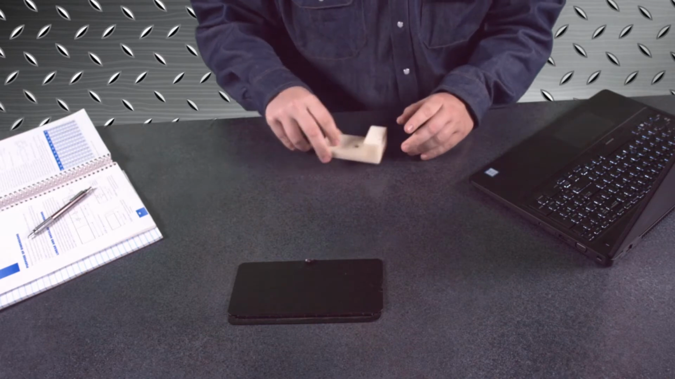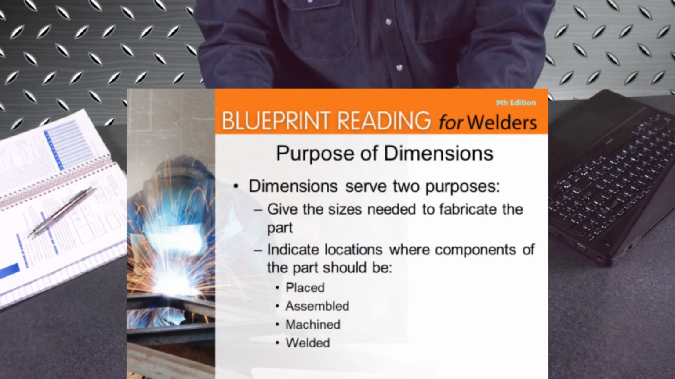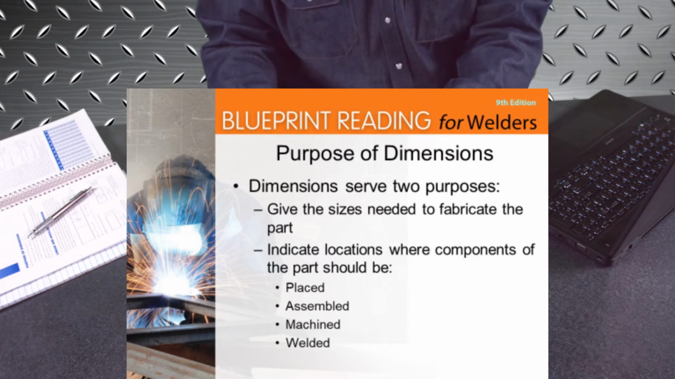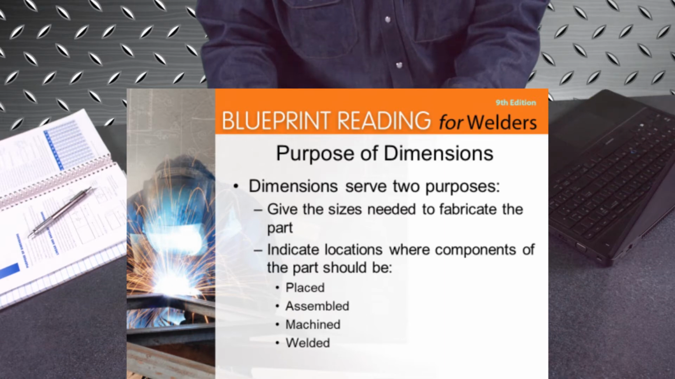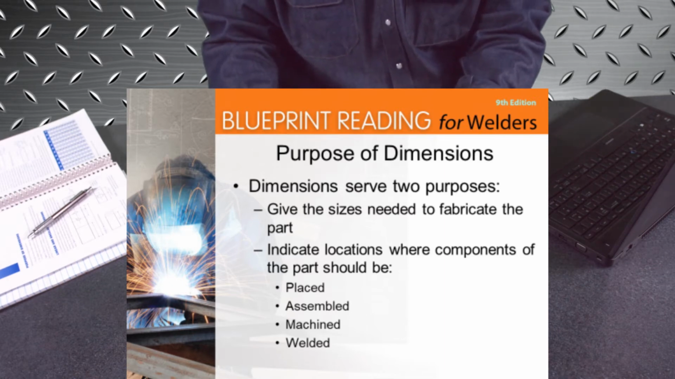Now, dimensions serve two purposes. They give the size needed to fabricate the part, and they also indicate the location of where components should be placed for that part, where they should be assembled, machined, or welded.